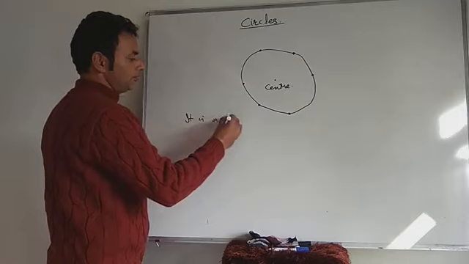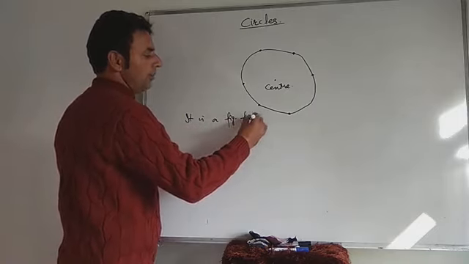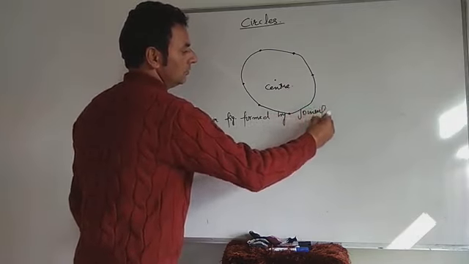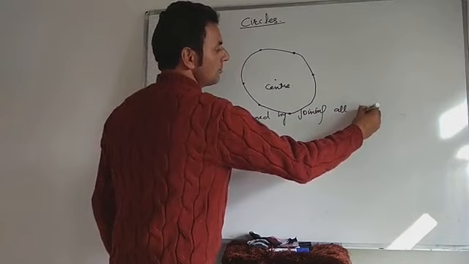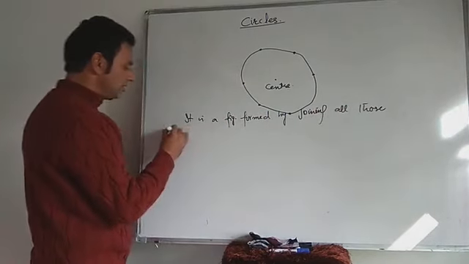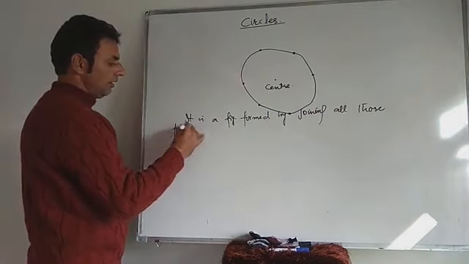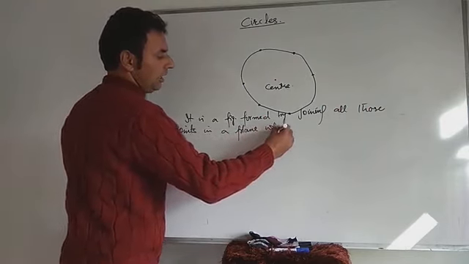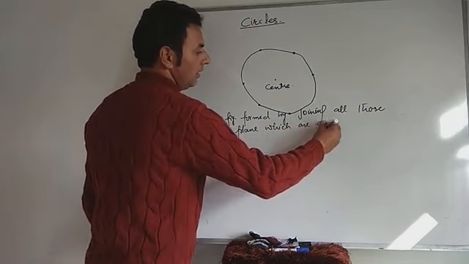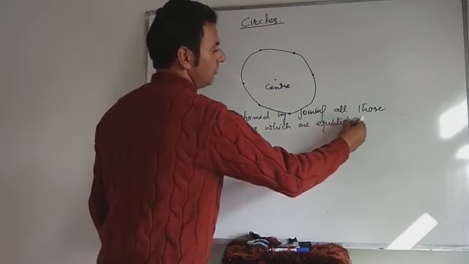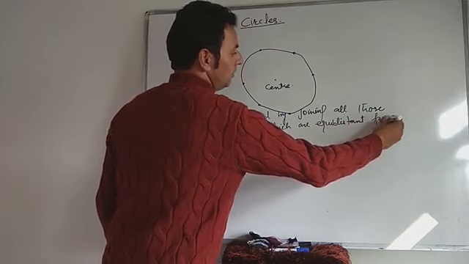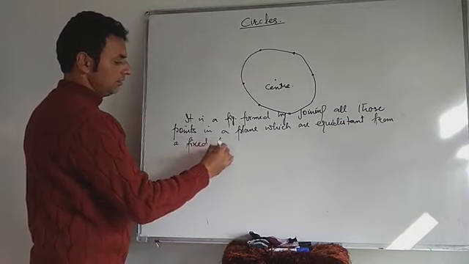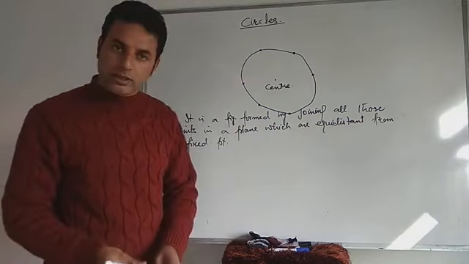It is a figure formed by joining all those points in a plane which are equidistant from a fixed point. This is the definition of a circle.